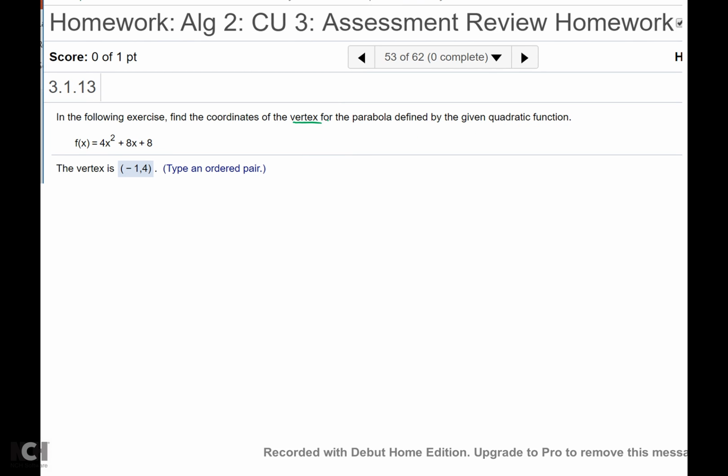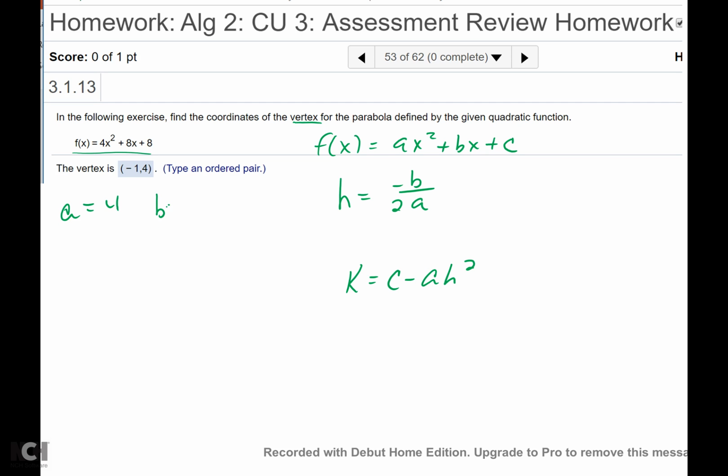Okay, if they want the vertex when it's in what I call standard form, which is ax squared plus bx plus c, you have to get your h by taking the opposite of b over 2a, and your k is c minus a h squared. So in my problem, a is 4, b is 8, c is 8, and I use that to find my h, which would be negative 8 over 2 times 4. That's negative 8 divided by 8, so h equals negative 1.